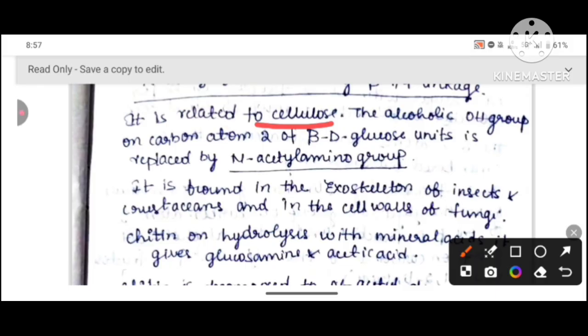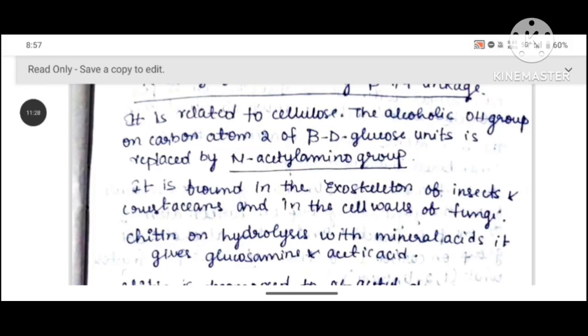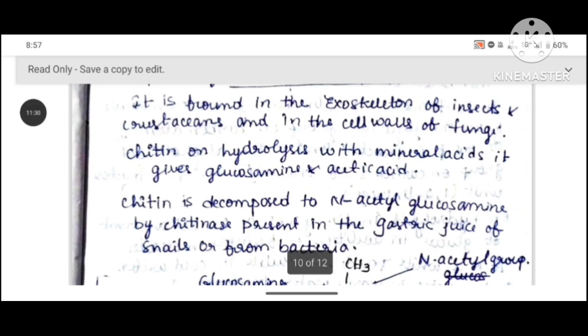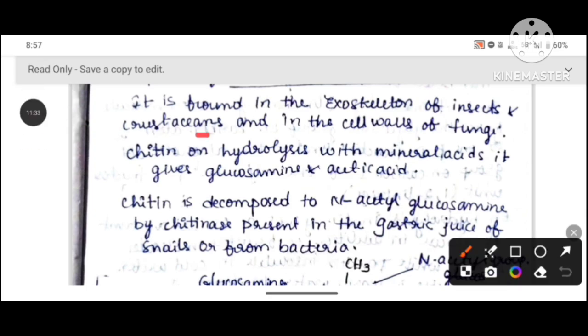The alcoholic OH group on carbon atom 2 of beta D glucose units is replaced by an acetylamino group. So the alcoholic OH on carbon atom 2 of the glucose unit will be replaced by the N-acetylamino group. It is found in the exoskeleton of insects, as I have mentioned, and crustaceans, and in the cell wall of fungi. In crabs, the exoskeleton also contains chitin.